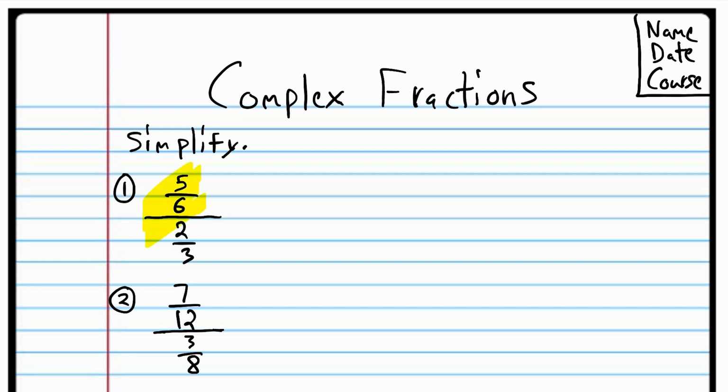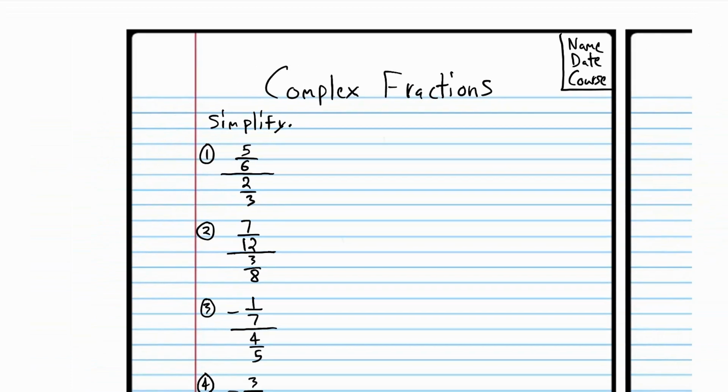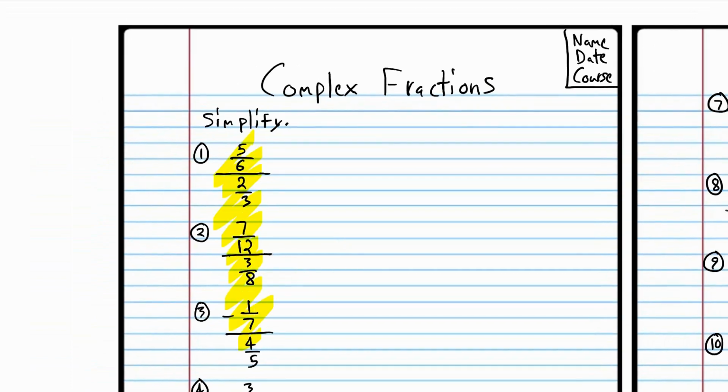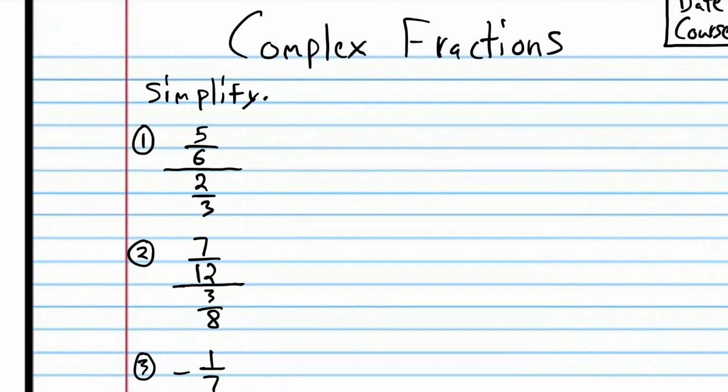Now, this is a complex fraction, and the reason that we call it complex is because you see that the numerator is a fraction and the denominator is a fraction. So you have fractions within fractions in these problems. Whenever you have fractions within fractions, they're called complex fractions. And the reason they're called complex is because obviously they're a lot more complicated than normal fractions. So what we're going to do is simplify. We're going to make these fractions less complicated.